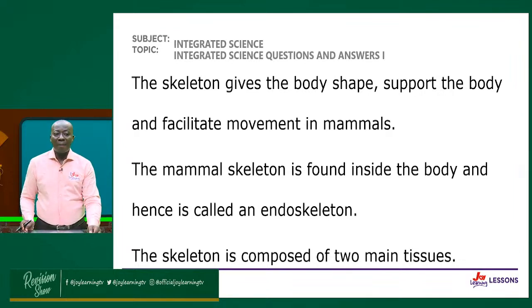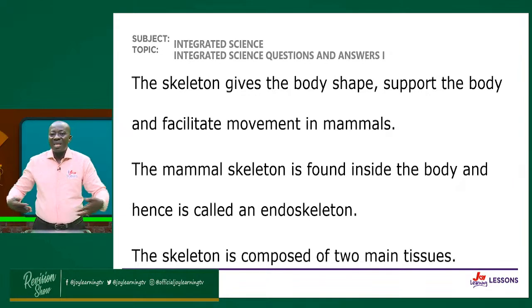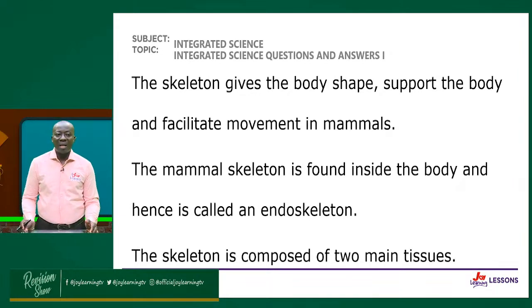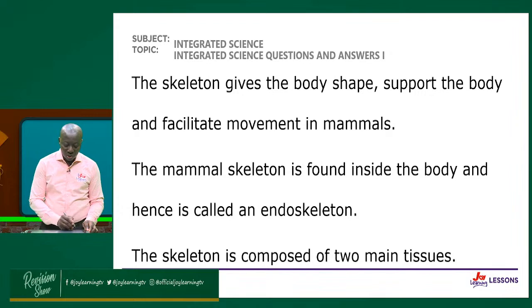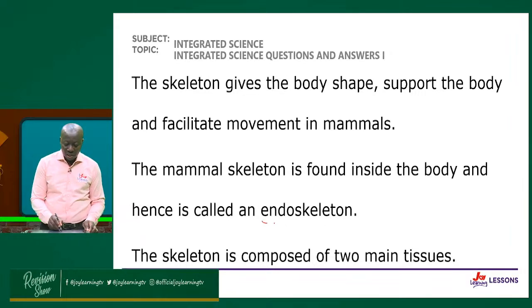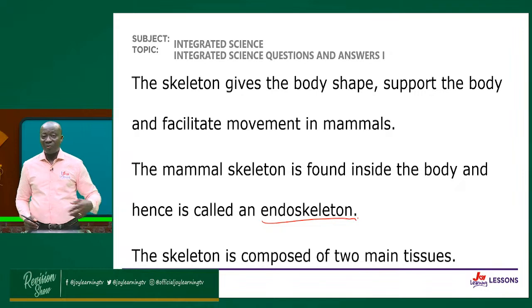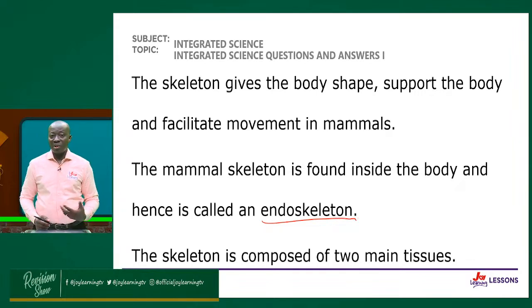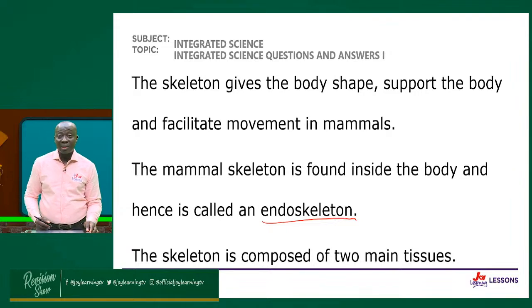Now the mammal skeleton is found inside the body, and hence is called an endoskeleton. So the skeleton that you find inside the bodies of animals is called endoskeleton. The ones you find outside the bodies of animals is what you call exoskeleton. We shall be looking at it in a jiffy.